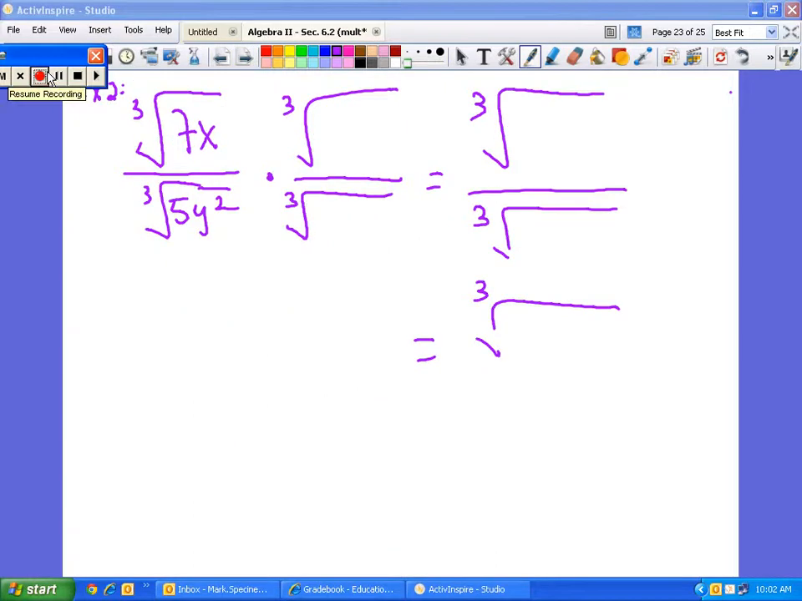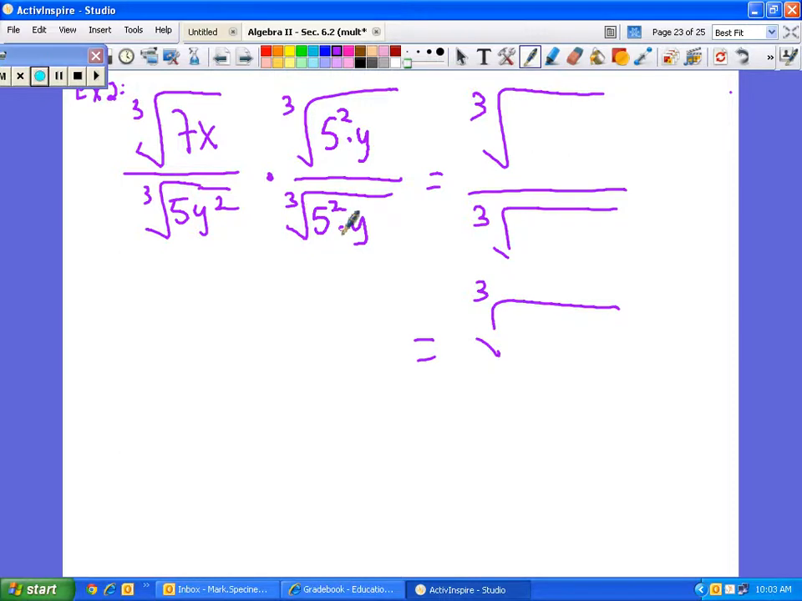Okay. So again we're dealing with cube roots. So again we want groups of 3. How many 5s do I have? 1. How many 5s do I need to add? 2. I need 2 more 5s. How many y's do I need to add? I need 1 more y. Whatever I multiply the denominator by, I multiply the numerator by.